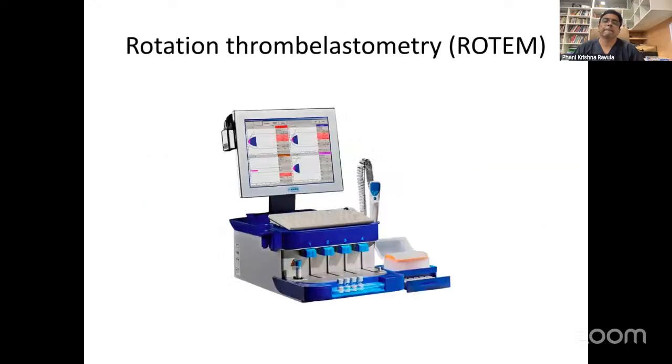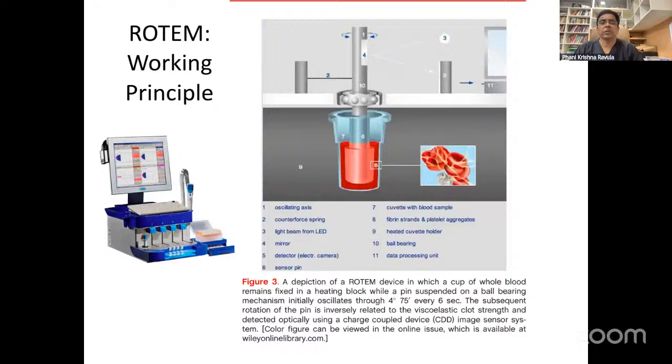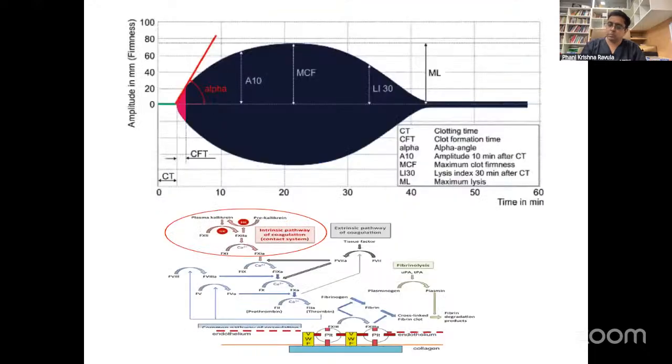Now come to the ROTEM. ROTEM is another point of care coagulation testing. The working principle is simple. In TEG the pin is fixed, but in ROTEM the pin is rotating. So blood is kept in a sample and the pin is rotating, so that if the blood clotting process starts, the rotation of the pin is affected and it is detected by the sensor, and we get this type of graph.